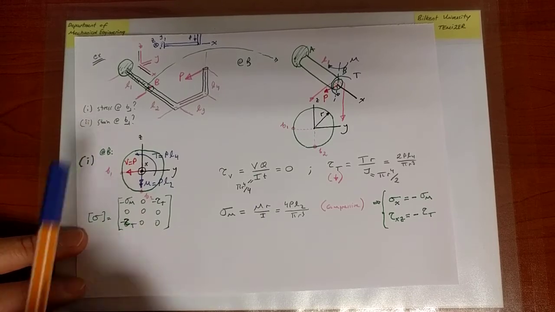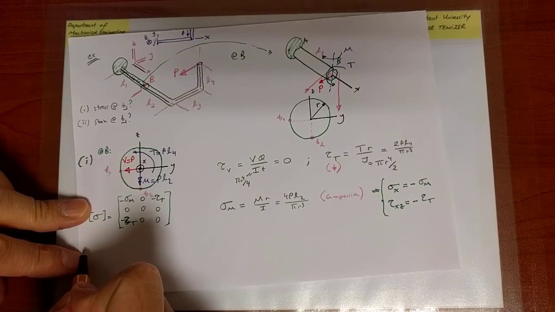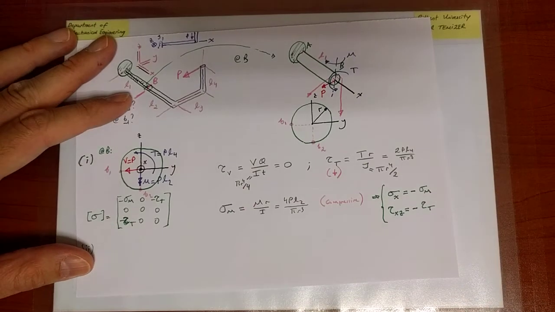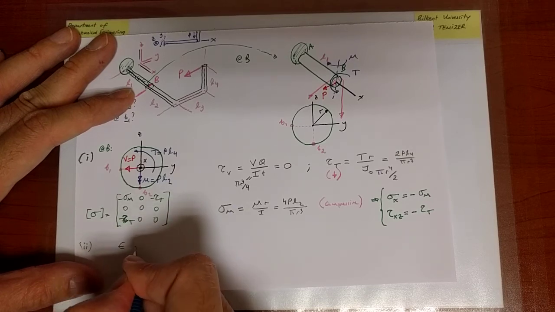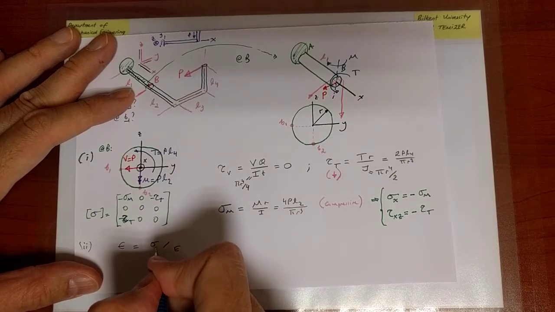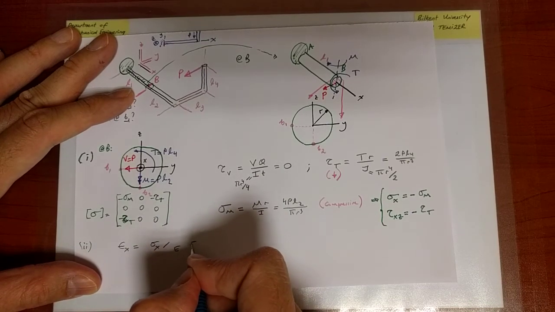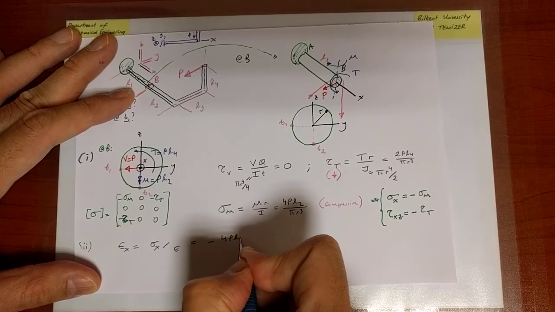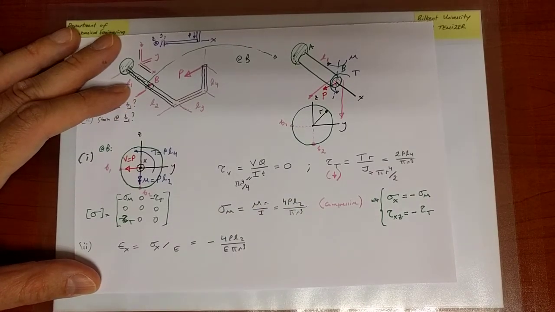Next, what are the strains? Let's answer that question. The strains come easily. First of all, I know that sigma is equal to E epsilon, so if I divide both sides through by E, I find that epsilon has to be sigma over E. In this case, I have only a sigma x, and therefore I will have an epsilon x. Epsilon x is simply going to be minus sigma m, which is that value, 2PL over pi r cubed, divided by E.